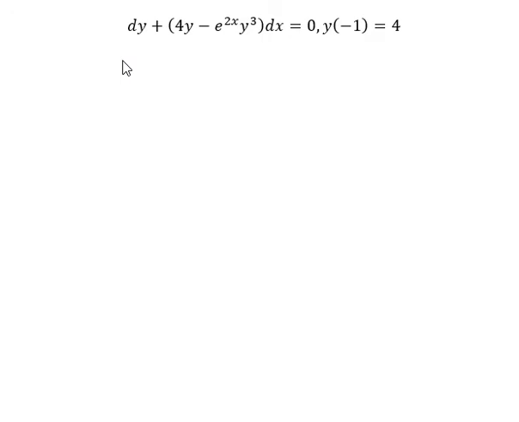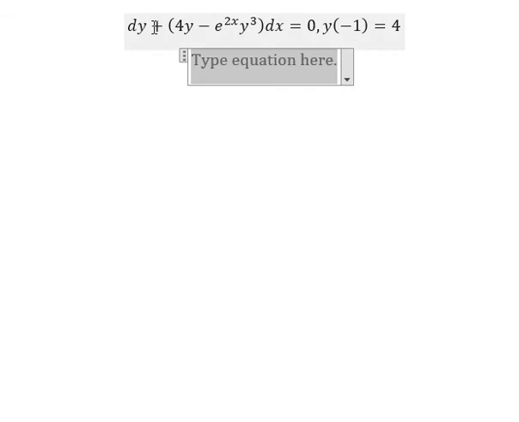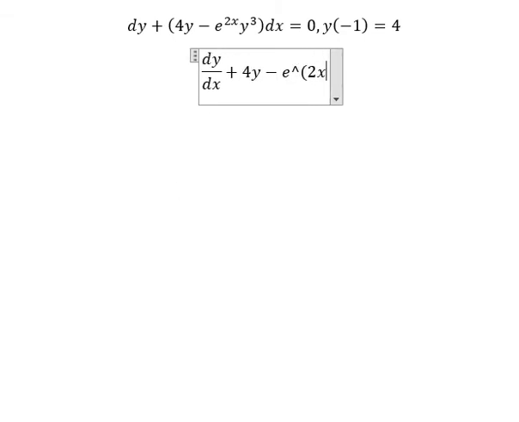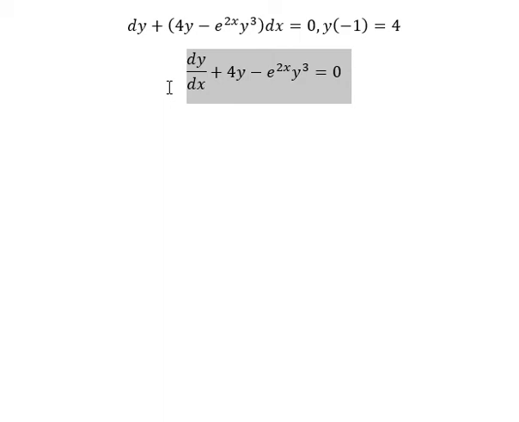The topic today is about differential equations. So now I will show you how to answer. We divide both sides by dx. We have 4y minus e to the power of 2x to the power of 3 with y in here. Next, we divide both sides by y to the power of 3.